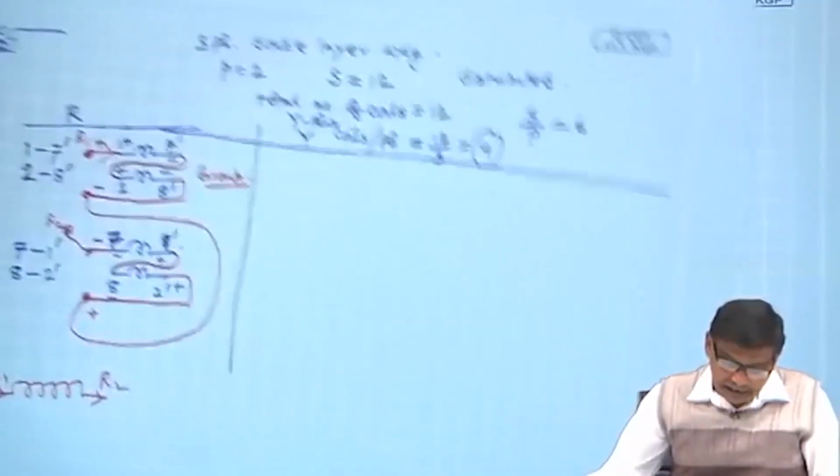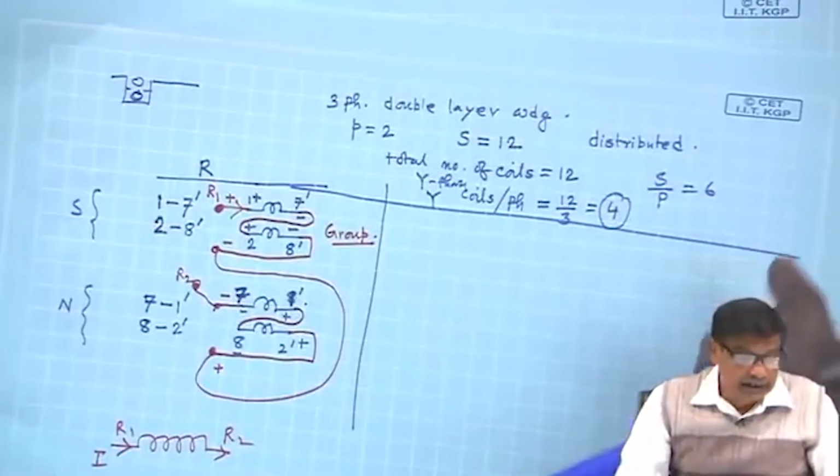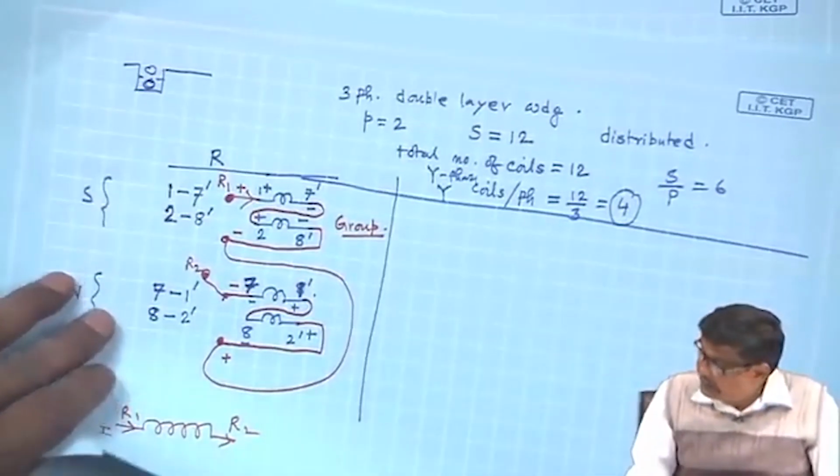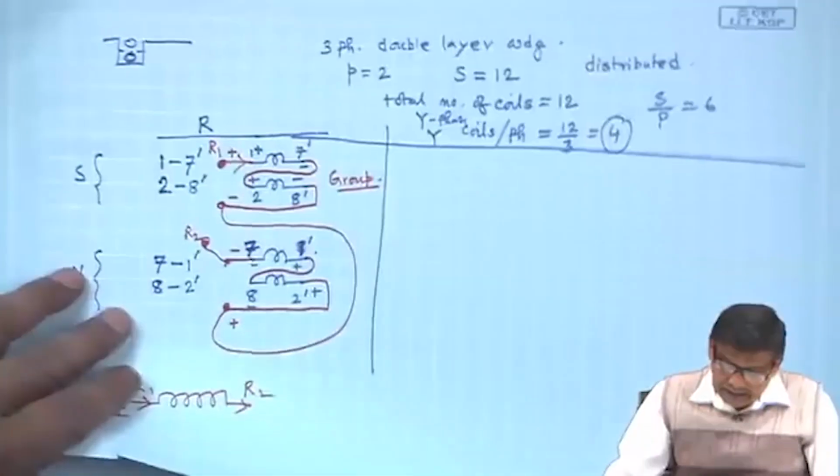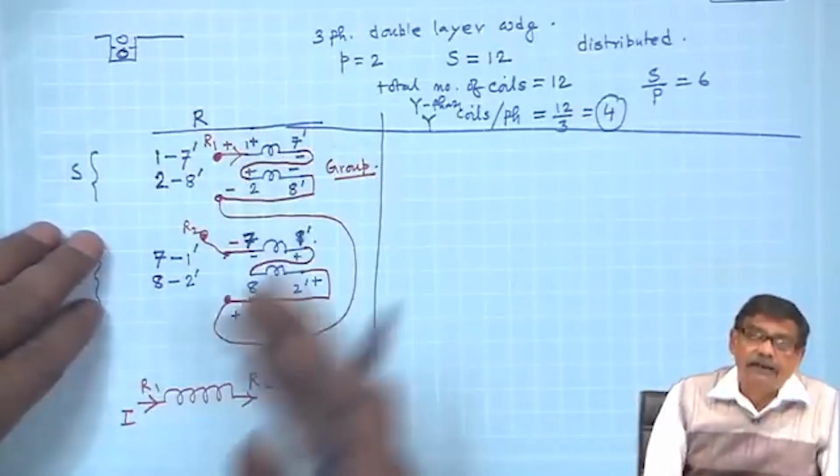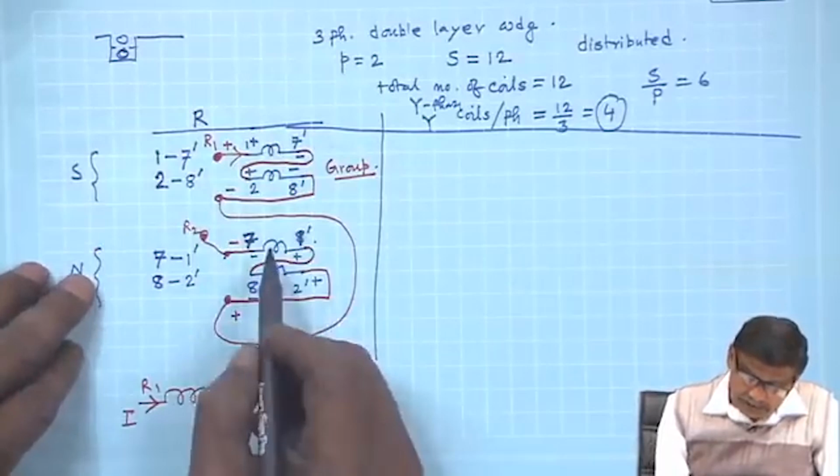But as I am telling, if you have understood where the return conductor is to be placed and you make this winding table first, then that is it, you need not even draw this diagram. Anyway, this is the thing.